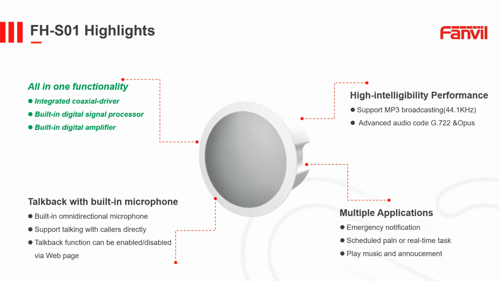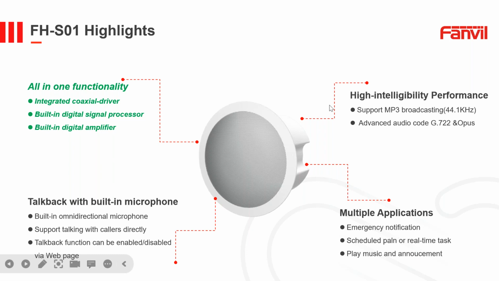And this page is a highlight of the FH01. The most important feature of the speaker is its all-in-one functionality, which I have marked in green. That means if you use our IP30 speaker, you don't need to buy an extra power amplifier or consider the length of the audio cable. All you need to do is plug in a network cable, and you can set music and notifications on its web interface, and you can set multicast, schedule plans, or register it with a third-party server.